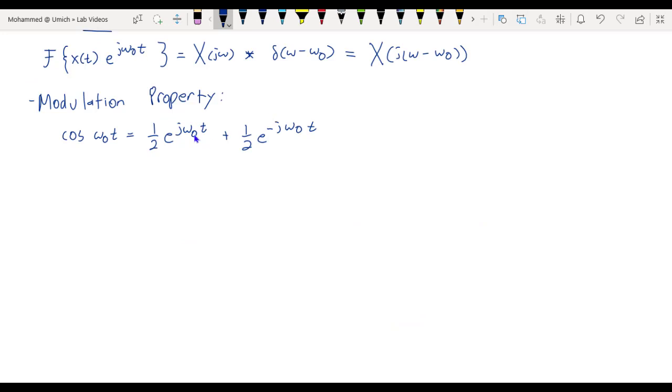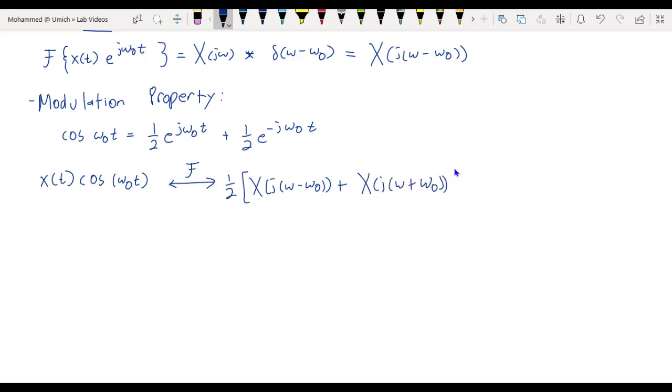Now, using the fact that cos(ω0t) equals 1/2 e^(jω0t) plus 1/2 e^(−jω0t), we see that the Fourier transform of x(t) times cos(ω0t) equals 1/2 times X(j(ω − ω0)) plus X(j(ω + ω0)). And this is known as the modulation property of the Fourier transform.